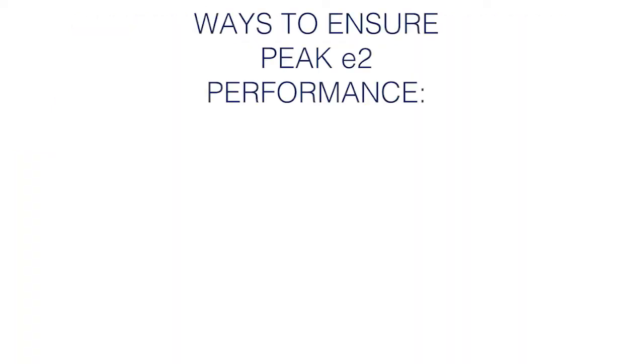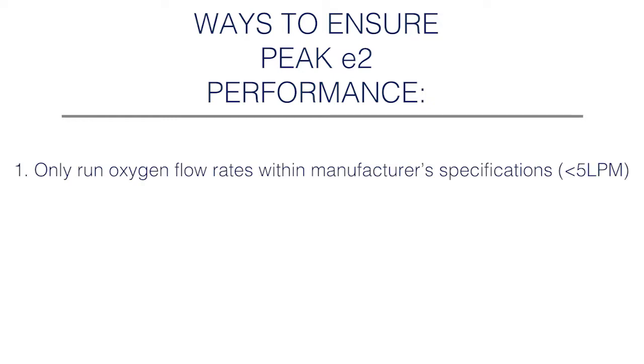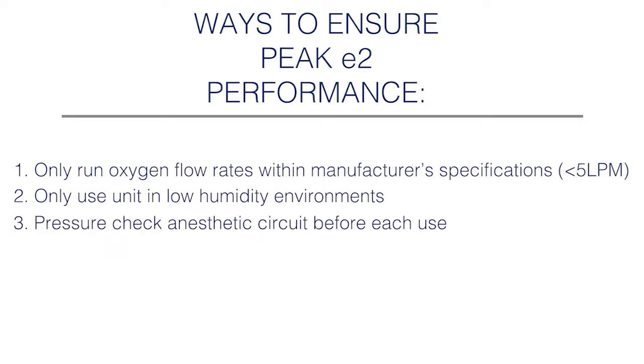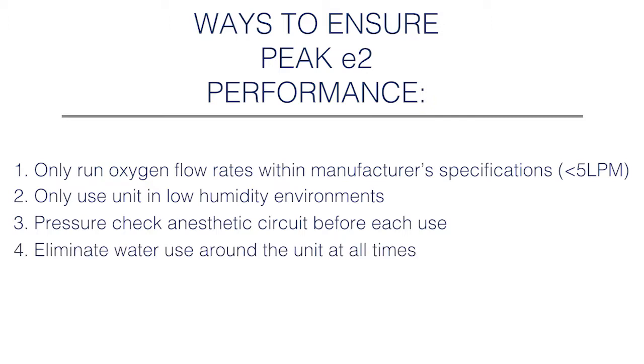Ways to ensure peak E2 performance. Run only oxygen flow rates within the manufacturer's specifications of less than 5 liters per minute. Only use this unit in low humidity environments. Pressure check your anesthetic circuit before each use. Eliminate water use around the unit at all times.